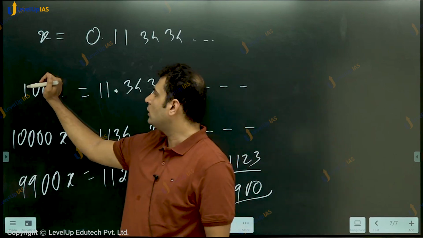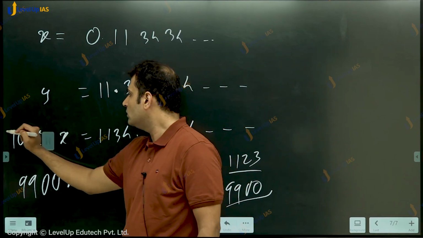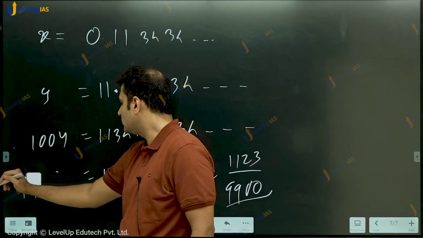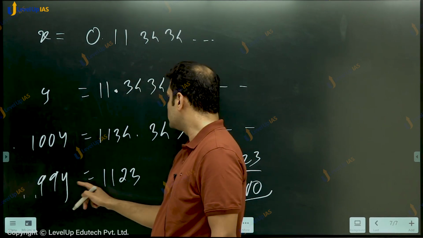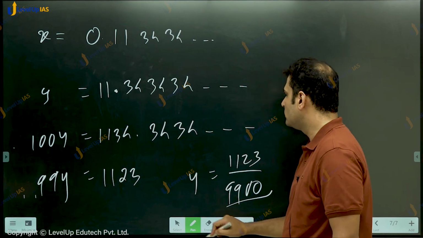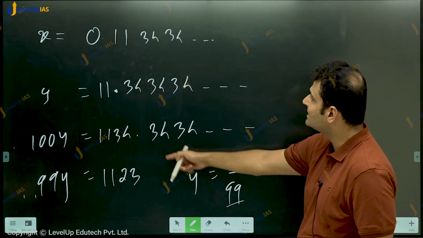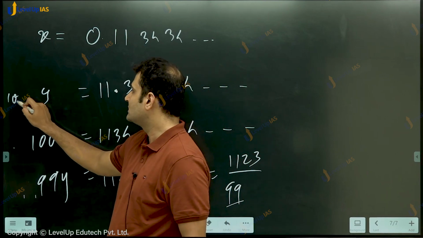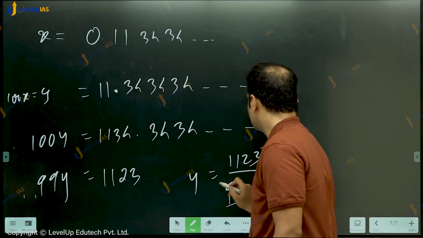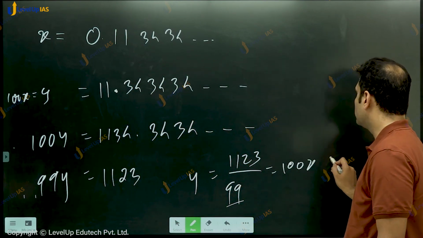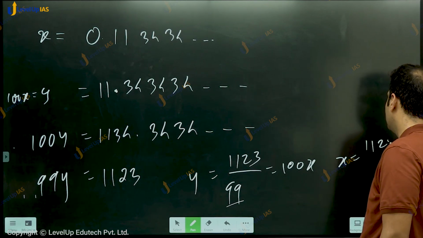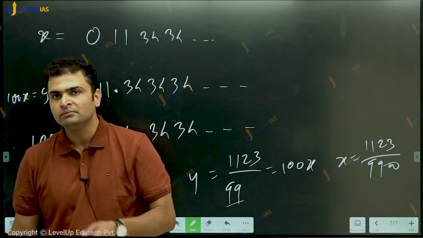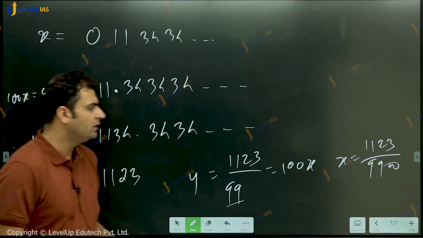If you want, you can call this quantity y. So you can get 100y is equal to this. So 99y is equal to this. y is equal to this divided by 99, but y itself is 100x, so this is equal to 100x. So x is equal to 1123 divided by 9900. Fine, I hope that is clear.